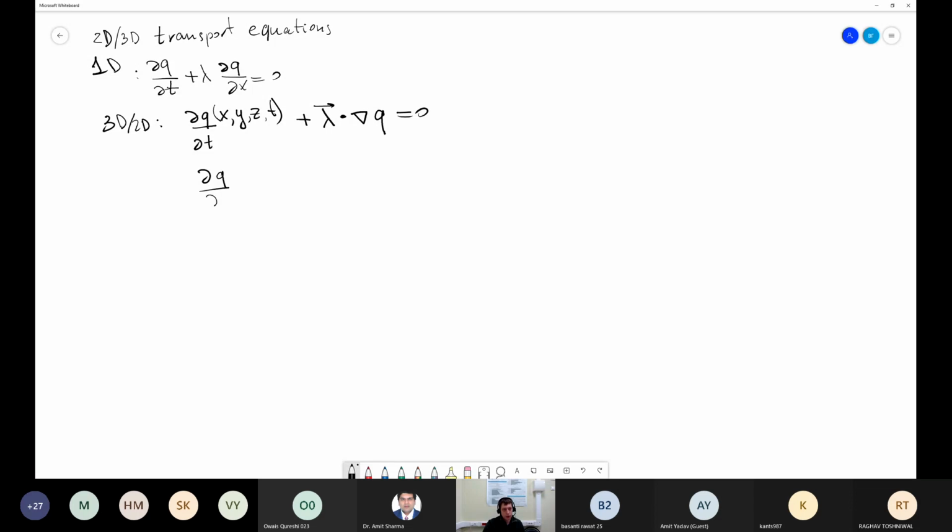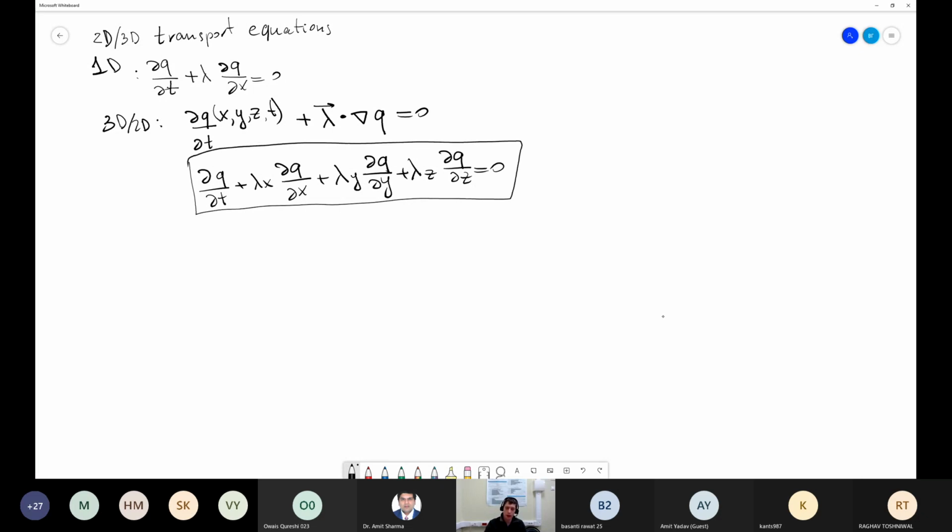In fact, dq over dt plus lambda x multiplied by dq over dx plus lambda y multiplied by dq over dy, and maybe lambda z dq over dz, equal to 0. And to solve this 3D equation, we can use the splitting along the coordinate axis technique. We can solve initially the equation dq over dt plus lambda x dq over dx is equal to 0. Then we can go to the second equation.